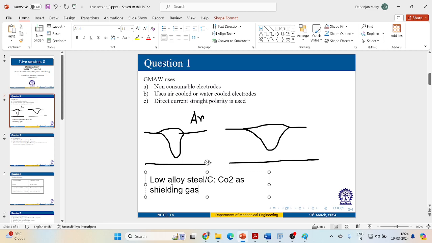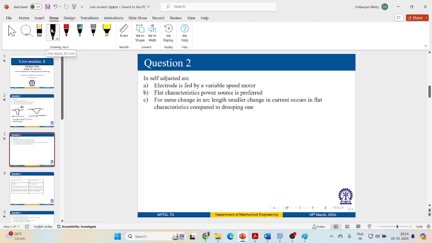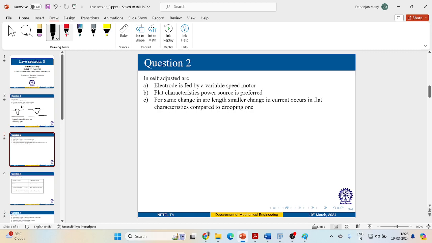So in globular transfer, discrete metal drops close to or larger than your electrode diameter travel across your arc gap under the influence of gravity, right? So it will look something like this. Let me take this again. What is happening? So it will look something like this.